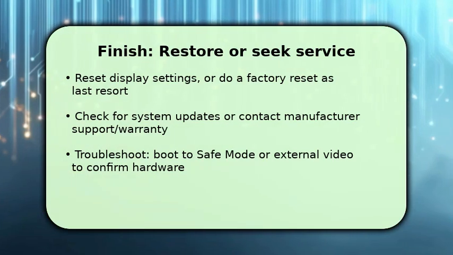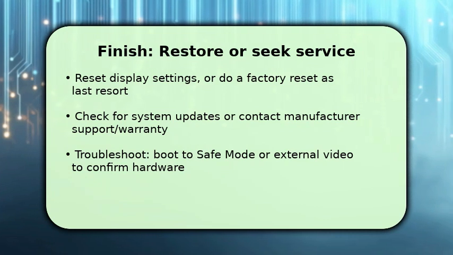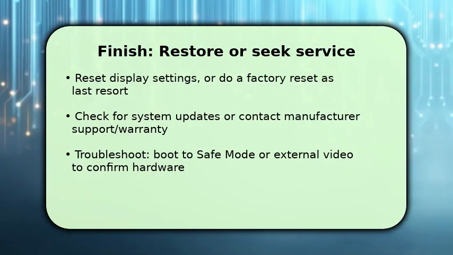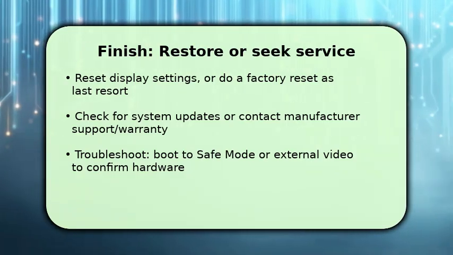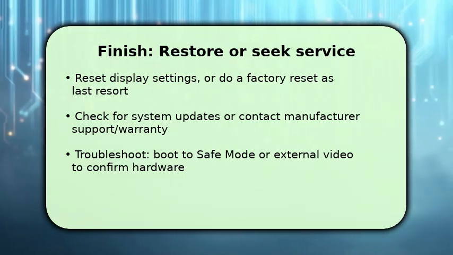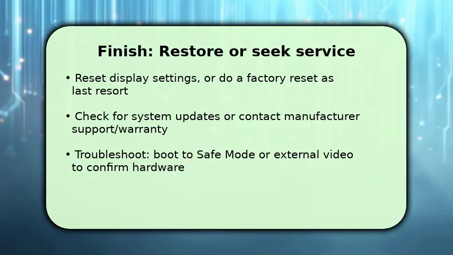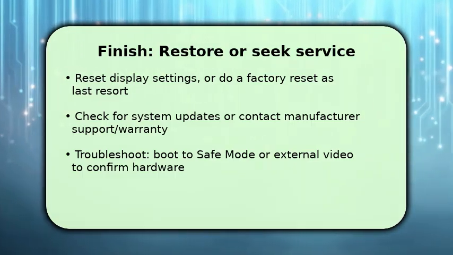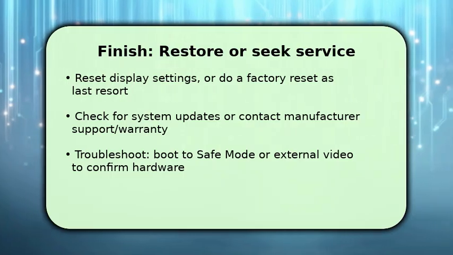You finish by resetting display settings and, only if needed, performing a factory reset after backing up your data. This removes persistent software causes. Make sure the OS and firmware are up to date, and if colors remain wrong, contact the manufacturer or use warranty repair. One key troubleshooting tip: always boot into safe mode and test with external video or images.